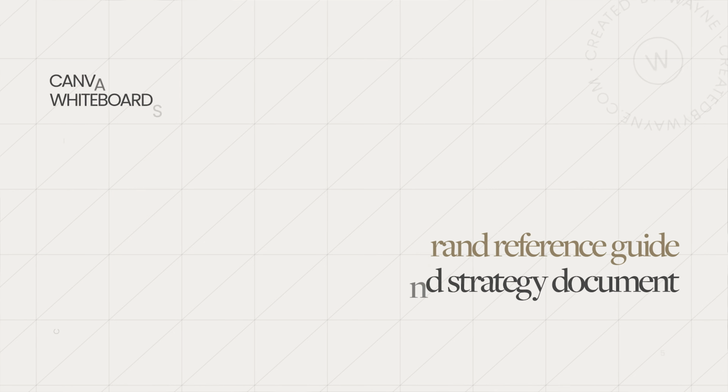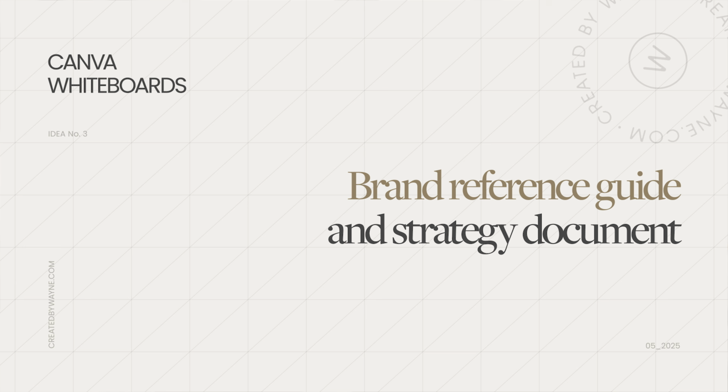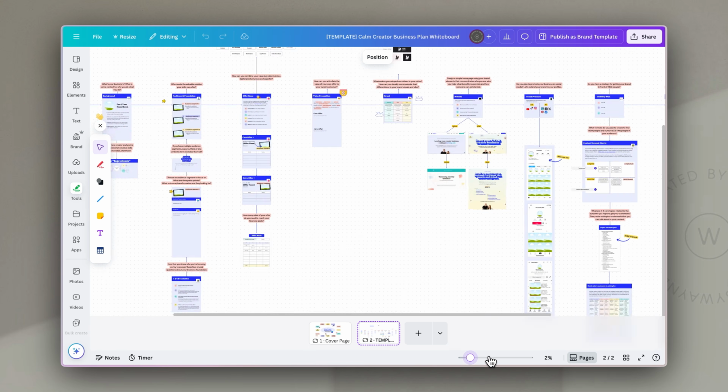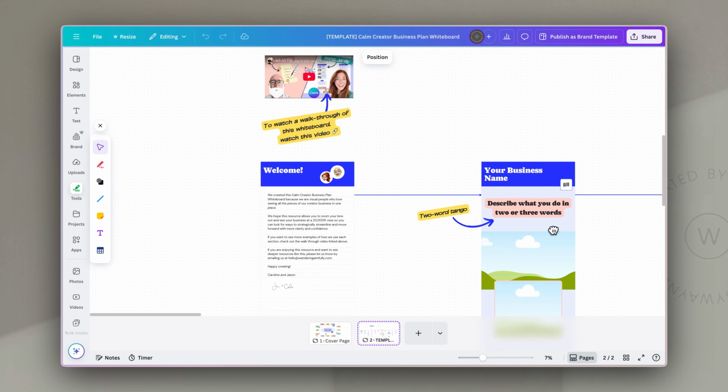One of the best uses of a Canva whiteboard I have ever seen comes from my friends Caroline and Jason Zook, who run Wandering Aimfully, which you may have heard me mention before. They put together a complete brand reference guide to act as an evolving space for everything connected with their brand. And this could be so helpful for absolutely anyone.